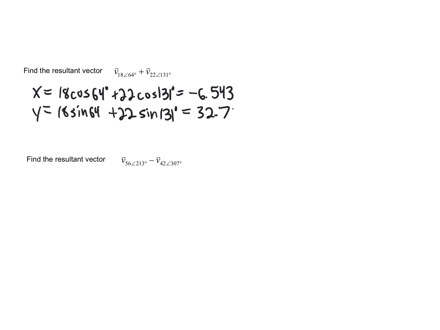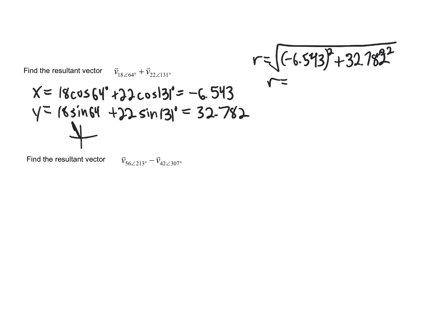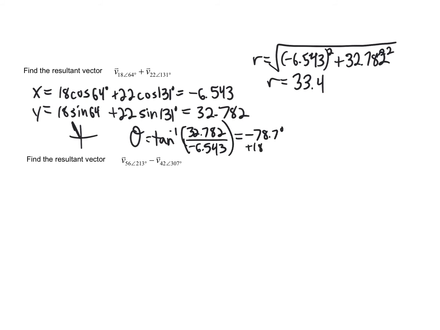The y, same idea, 18 sine 64 plus 22 sine 131, which is 32.782. From there, I always like to draw it out for negative 6, up 32. So we're in that quadrant again. We're going to figure out r just using Pythagorean theorem again, and we get 33.4. We can figure out theta using tan inverse. Again, we're going to have to use the CAST rule and add 180. So we get a final vector of 33.4 at 101.3 degrees.